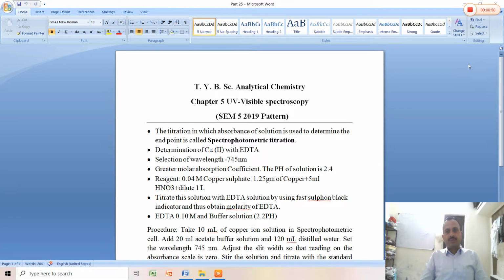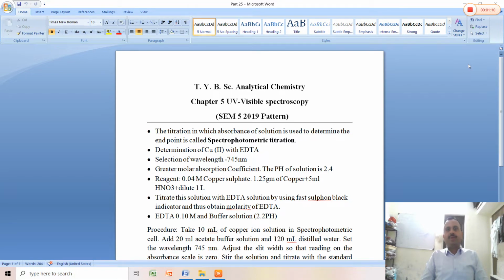Now in the colorimeter, the intensity of the colored solution decides the concentration of the analyte. If the analyte is not colored, then it should be brought into colored form. Then the concentration will be determined for the colored compound.